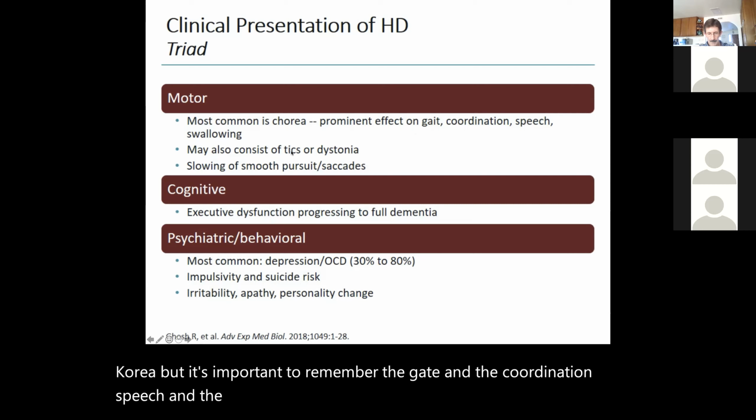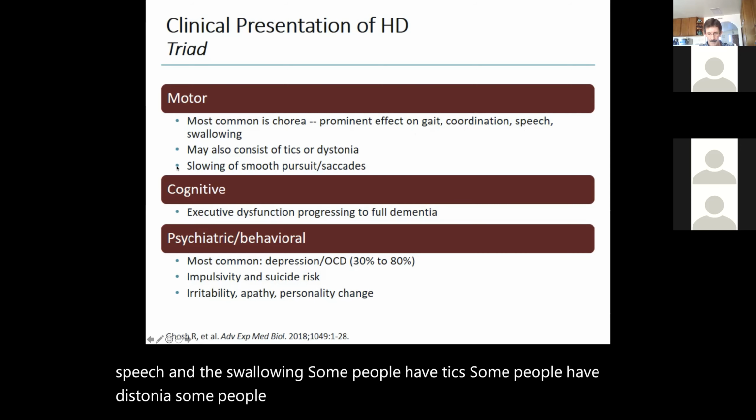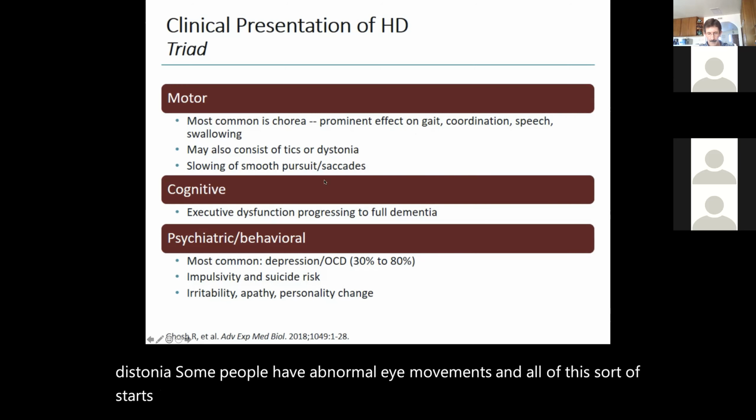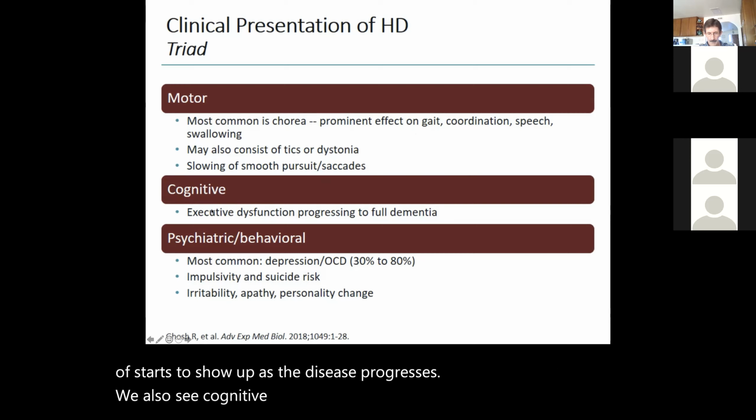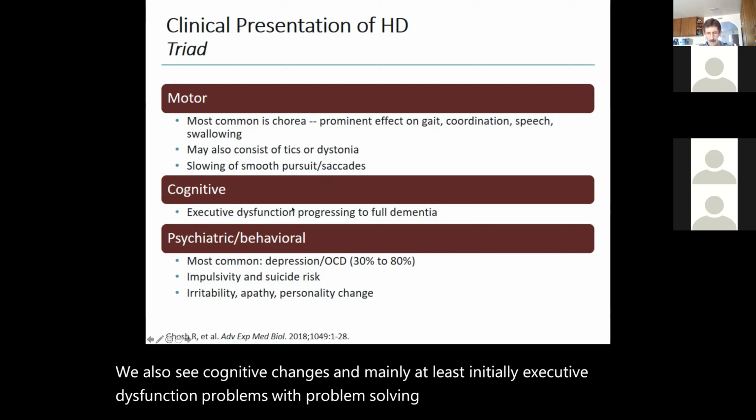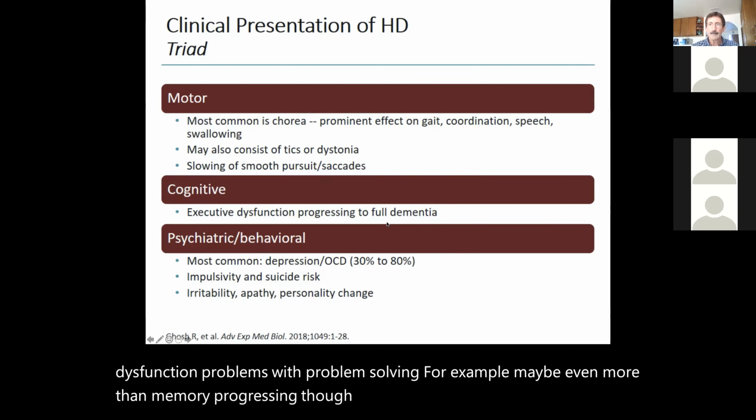Some people have tics, some people have dystonia, okay? Some people have abnormal eye movements, and all of this starts to show up as the disease progresses. We also see cognitive changes, and mainly, at least initially, executive dysfunction, problems with problem solving, for example, maybe even more than memory, progressing though to full dementia, in which there are all kinds of cognitive problems.